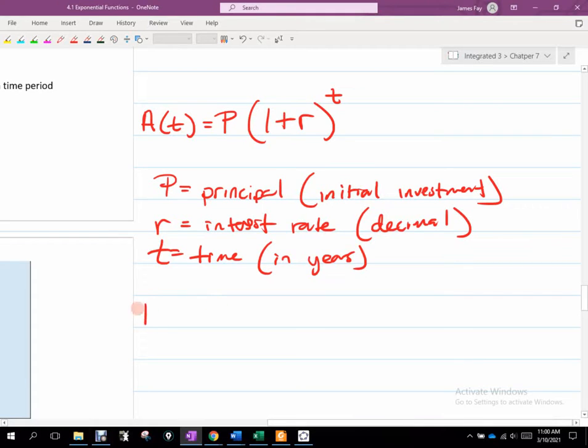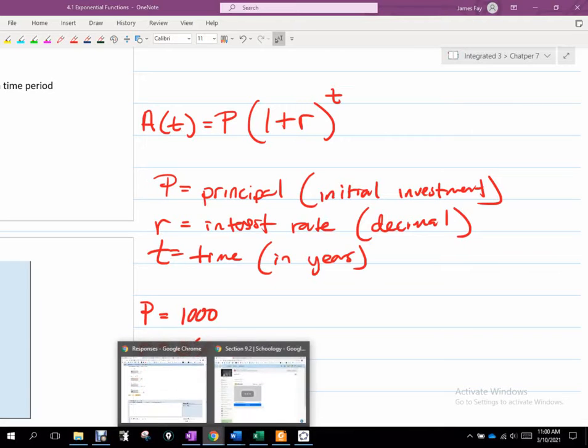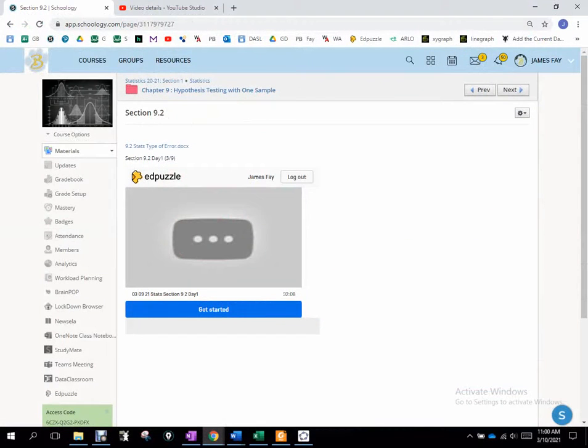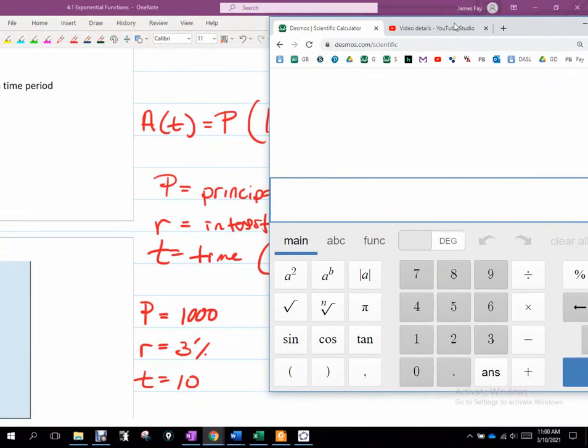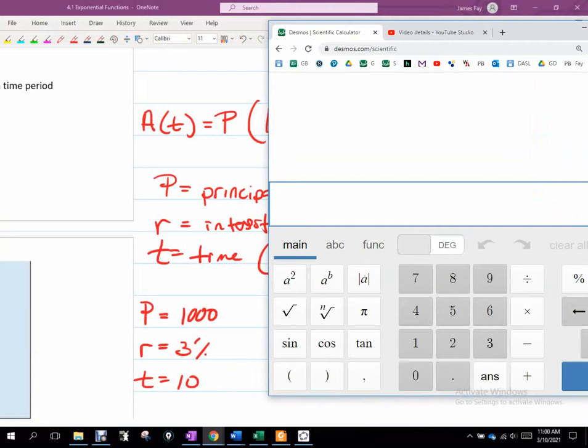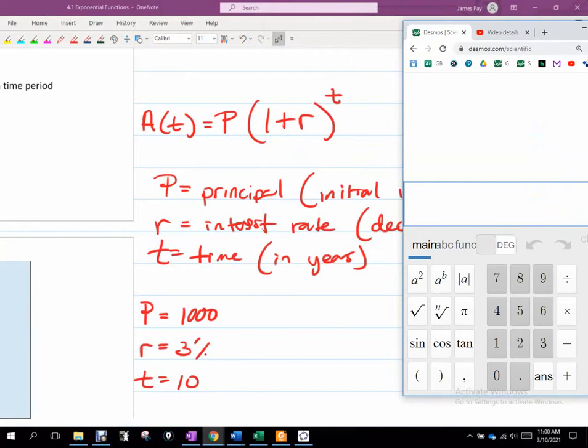Let's say our principal is $1,000. Okay. Let's say our interest rate, let's just say 3%. And now let's say the time that we leave it in there is 10 years. Okay. So if I plug that stuff into my formula, and you're going to want to use Desmos with these. It's going to be the easiest thing for you to do.